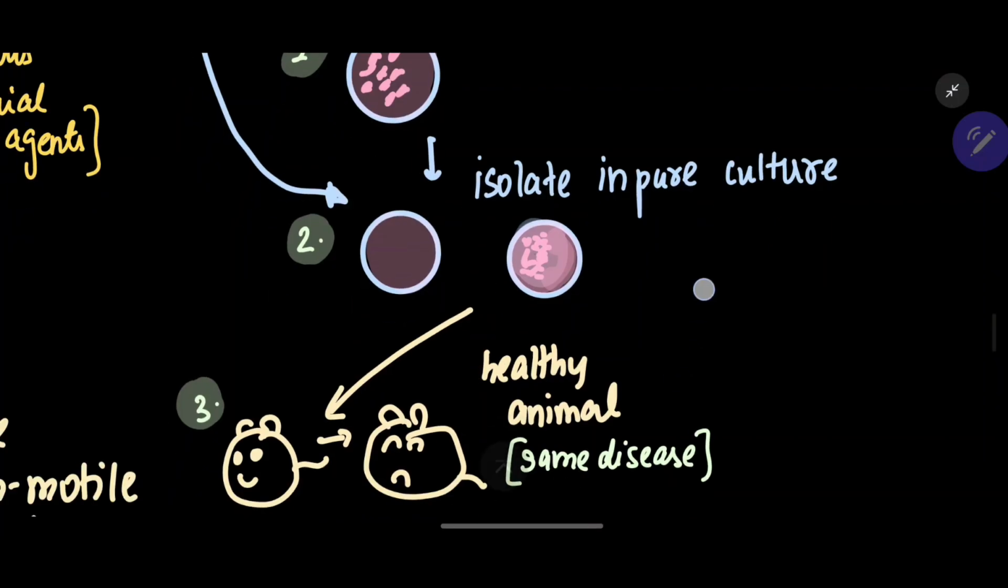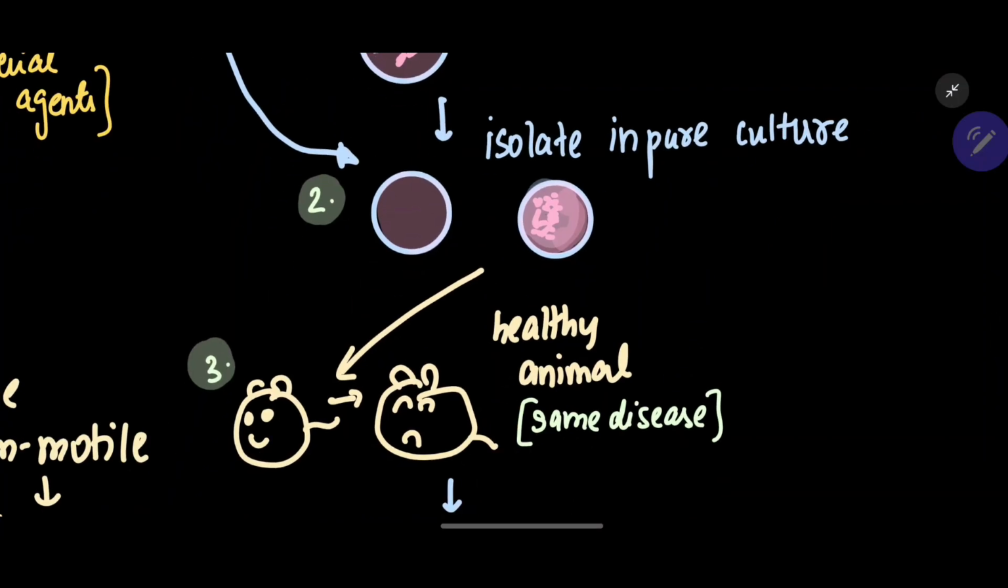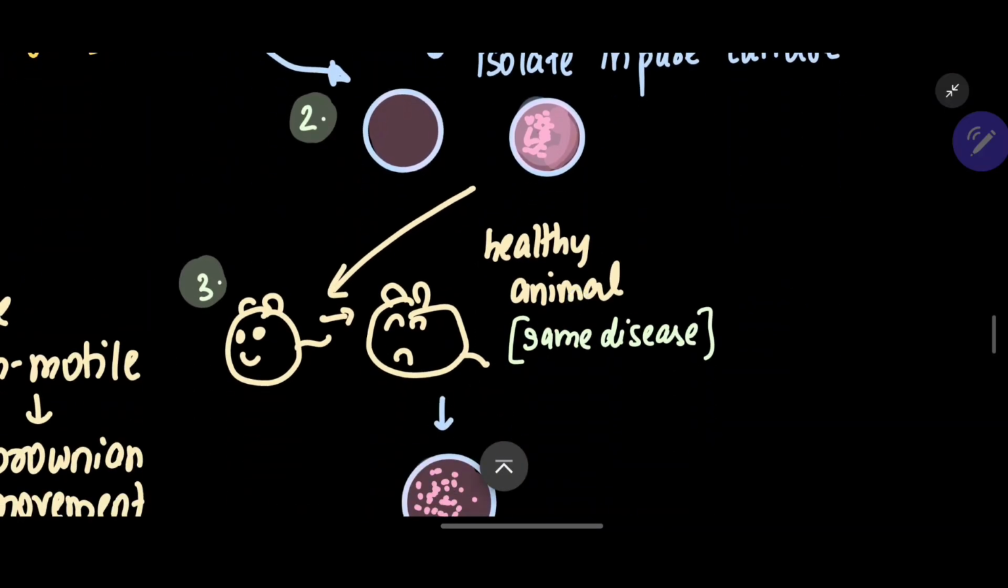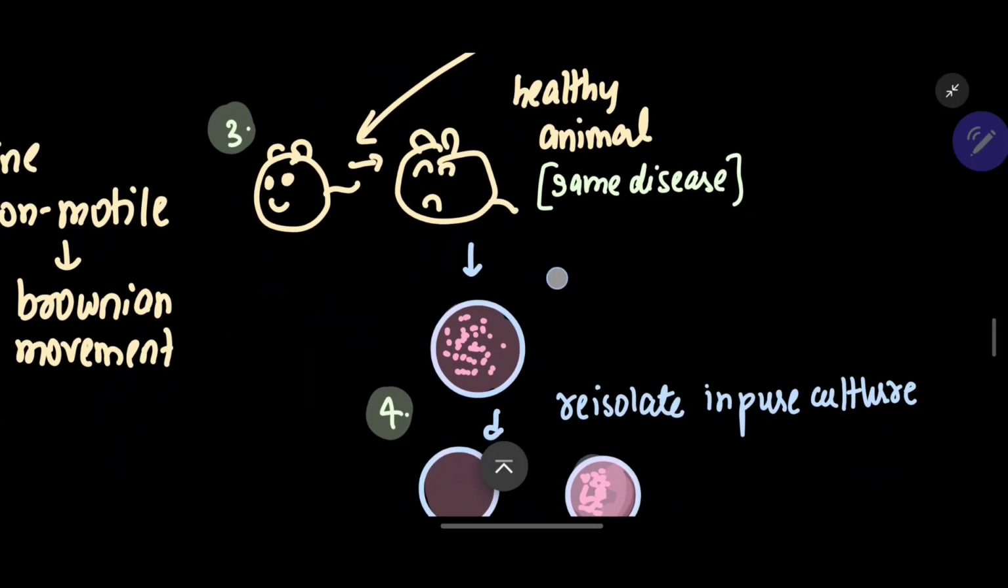Now, the next one is that whatever was isolated in this pure culture, if I take that and put it in a healthy lab animal, it should get the same disease that the previous rat had. Okay. So the definition of the third postulate is that the same disease must result when the isolated microorganism is inoculated into a suitable laboratory animal, and that was happening, right? So the same disease is happening when a healthy animal is inoculated with this microorganism that caused the disease.